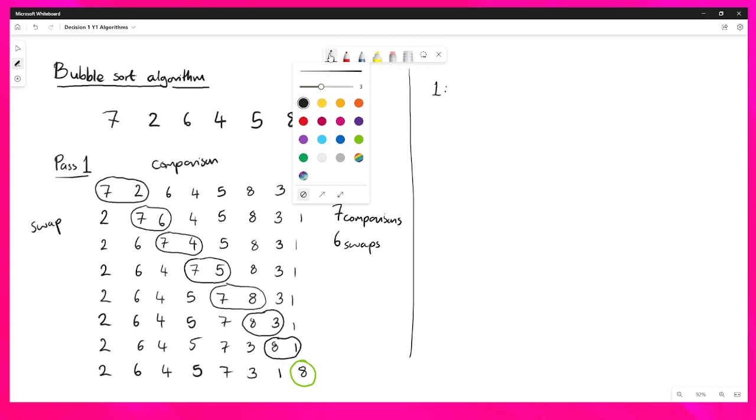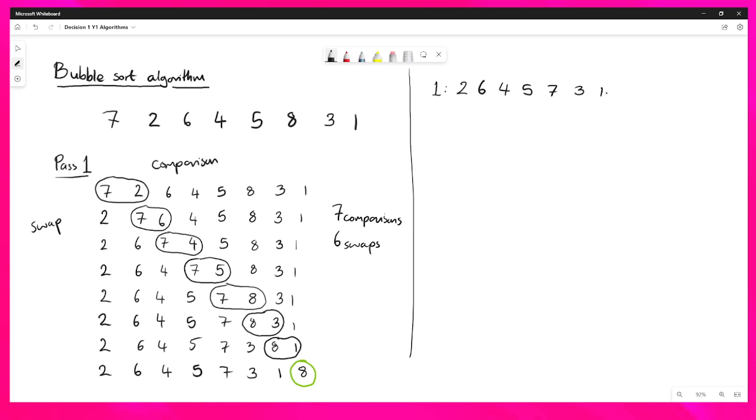So that's going to have implications on the number of comparisons we make on each subsequent pass. Now, in the exam, or generally when you're doing this algorithm, you don't do what we've just done here. This was a demonstration of what is going on. What you would actually write is just this final list. Okay, so 2, 6, 4, 5, 7, 3, 1, and then the 8.